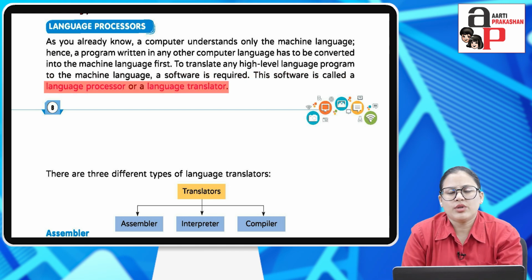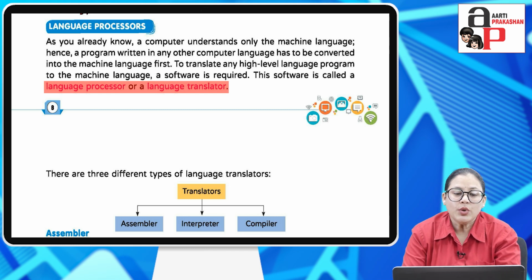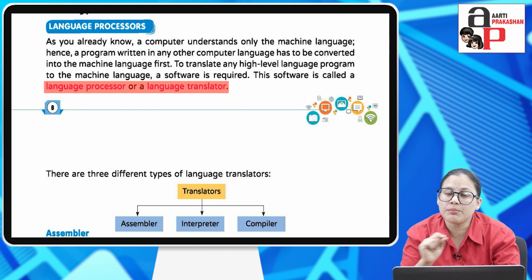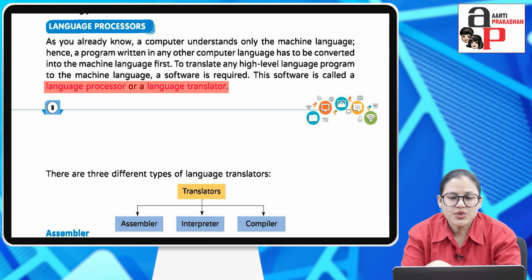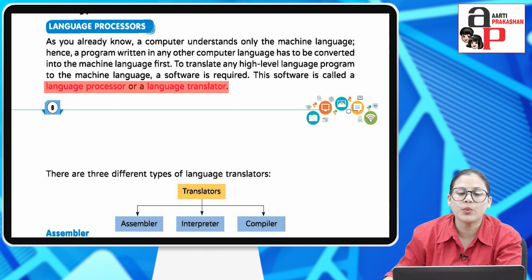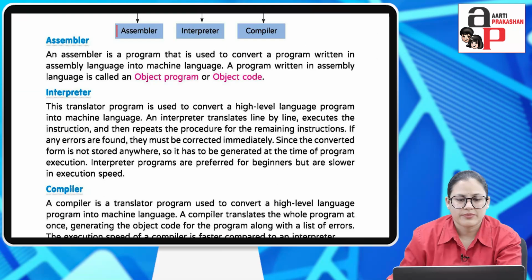Okay. See, we already know that a computer only understands machine language. So, if any program is written in any other computer language, it has to be converted into the machine language first so that the computer can understand, right? So, to translate any high-level program to the machine language, what is required? A software is required. So, this software is known as a language processor, or you can say a language translator. There are different types of language translators: assembler, interpreter, and compiler.